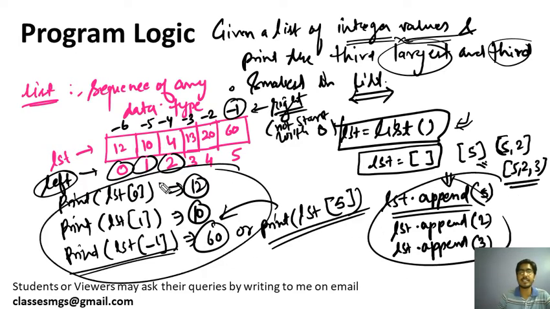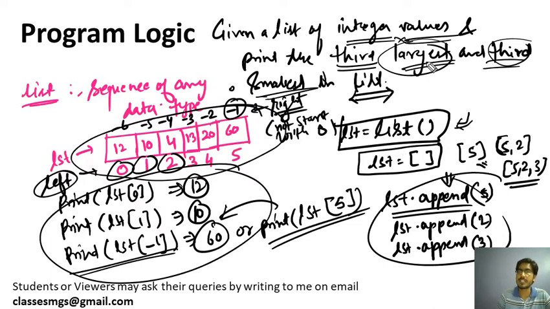This is how you can access the elements of the list. This is how the list is created in the memory. And now the only thing you should understand is how to calculate the third largest and third smallest logic. This much if you know, now I am going to discuss the third largest and third smallest logic.